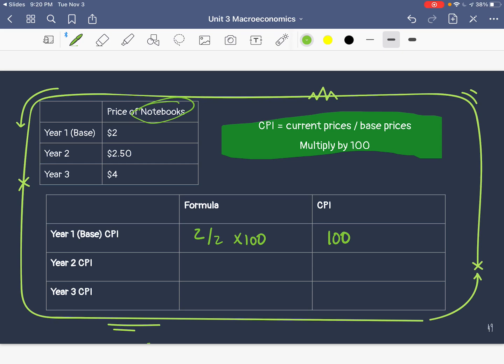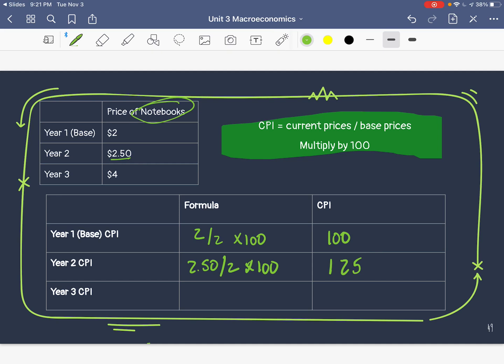Next one, year 2 CPI. Current price of year 2 is $2.50 divided by the base price, which is 2. So 2.5 divided by 2 equals 1.25, times 100 is 125. So inflation has bumped things up from 100 to 125. That's our consumer price index, 25% more.